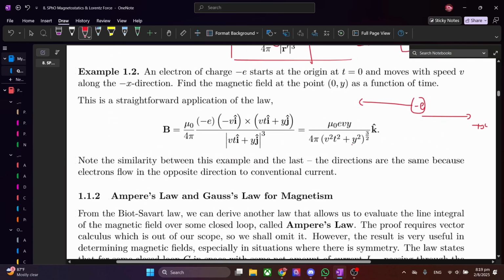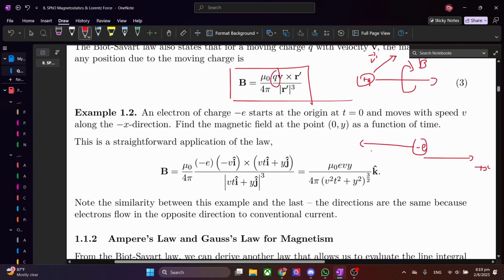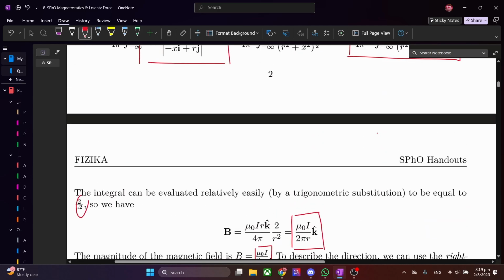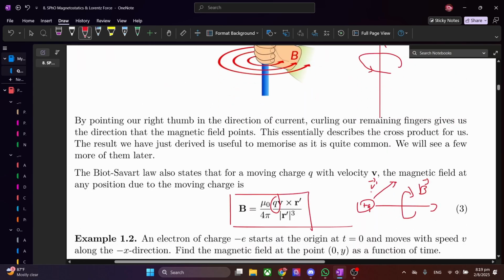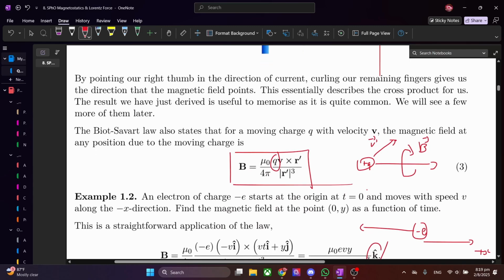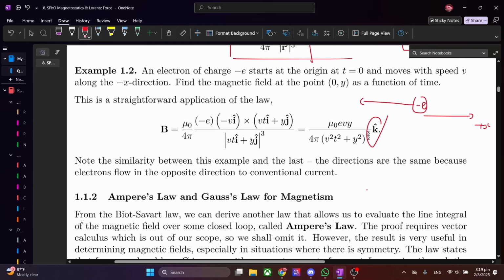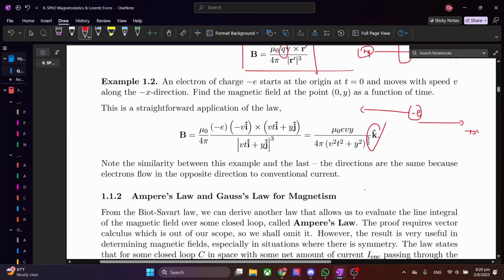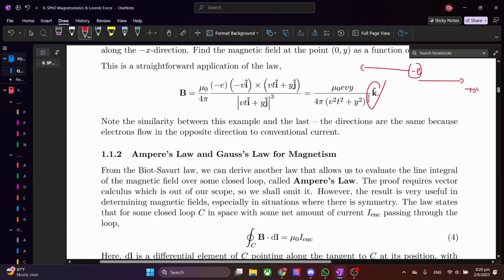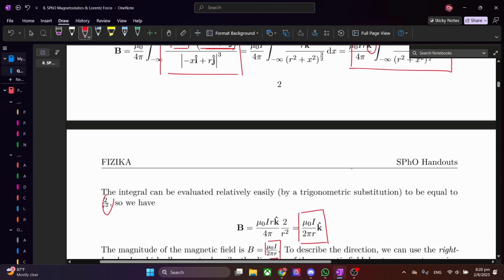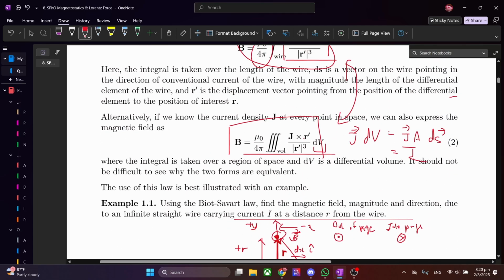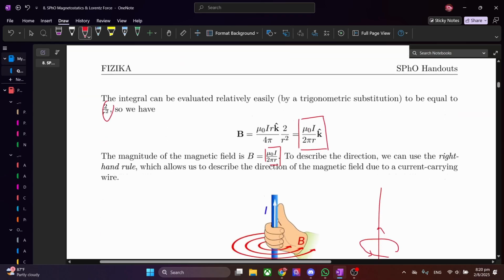And okay, in this example, I guess you can also note that the directions of the magnetic field are both in the k direction. Reason being that in the first example, we had a current moving in the positive x direction. In the second example, we had an electron moving in the negative x direction. And that's kind of how conventional current works, because it's defined in the opposite direction to the electron flow. And yeah, that's just one small thing to note. Okay, so that's Biot-Savart's law. I know it looks intimidating, but again, it's really just integration.